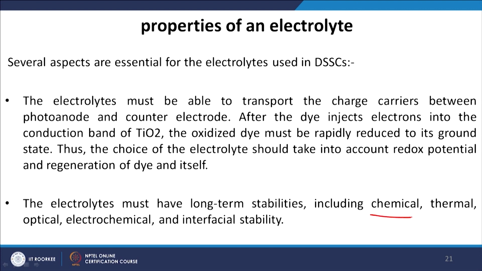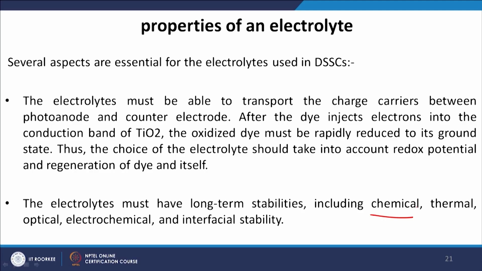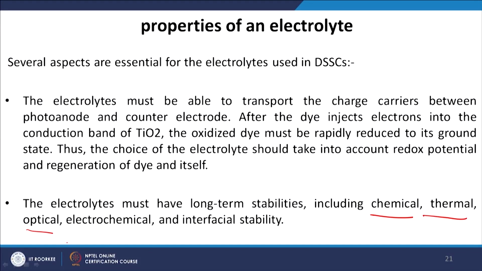So, by chemical stability we mean that this electrolyte solution should not degrade into its constituent atoms or constituent molecules. Thermal stability means if we increase the temperature it should not be very volatile. I mean most of the cases these are volatile. So, that is one of the disadvantages of the DSSC device. Its optical properties should be moderate, its electrochemical properties should be good so that the energetics matches well.